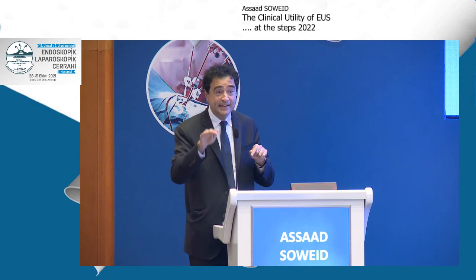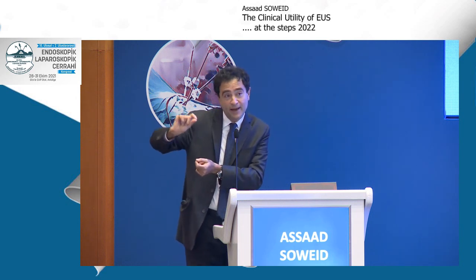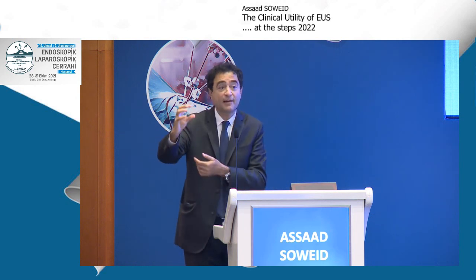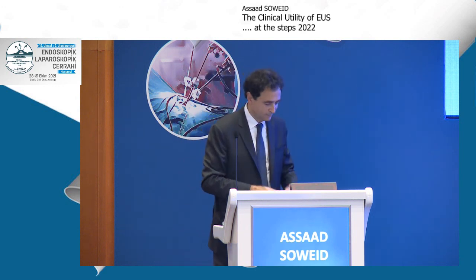So the risk of seeding is less, and it's higher if there is a longer distance between the lumen and the organ, like in the body and tail of the pancreas from the stomach, rather than the head of the pancreas. Thank you very much for these questions.